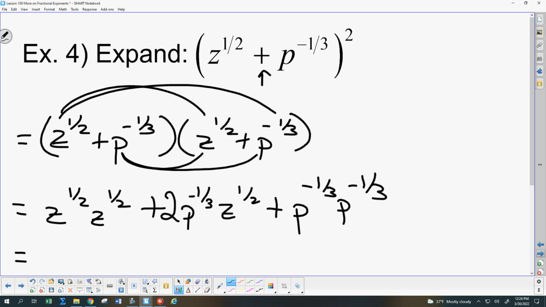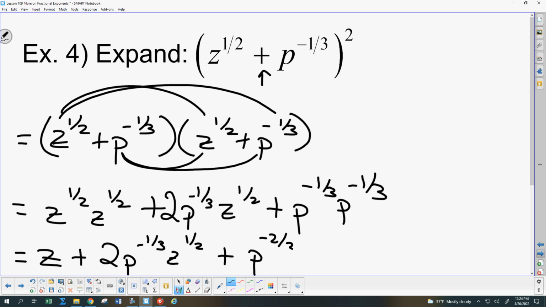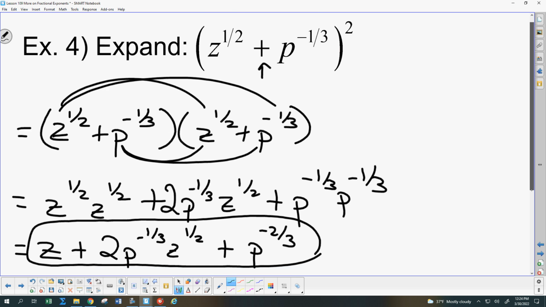So even if you're working ahead, just look up here for a moment. What do I need to do with the exponents with z here? I need to add them because I have the z written twice. What's 1/2 plus 1/2? So that one becomes z. Nothing to combine in the middle one. What do I need to do with the exponents on the last one, everybody? Add. What's negative 1/3 plus negative 1/3? Negative 2/3. So I have p to the minus 2/3. So this would be one way of writing my final answer.